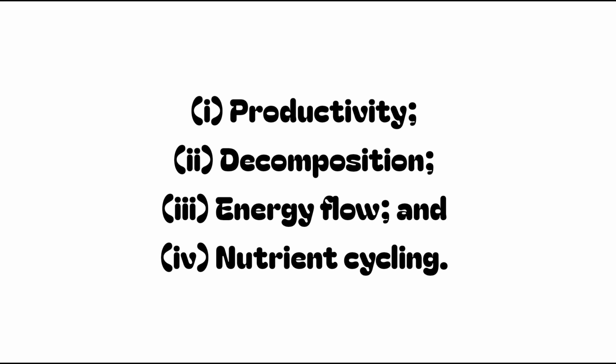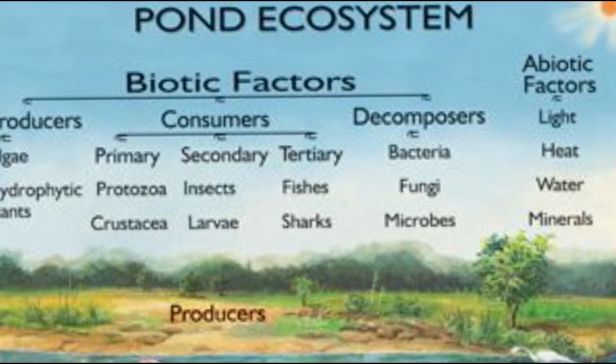What are the aspects? Productivity, decomposition, energy flow, nutrient cycling. To understand the ethos of an ecosystem, let us take a small pond as an example. This is a fairly self-sustainable unit and a rather simple example that explains even the complex interactions that exist in an aquatic ecosystem. A pond is a shallow water body in which all the above mentioned four basic components of the ecosystem are well exhibited.